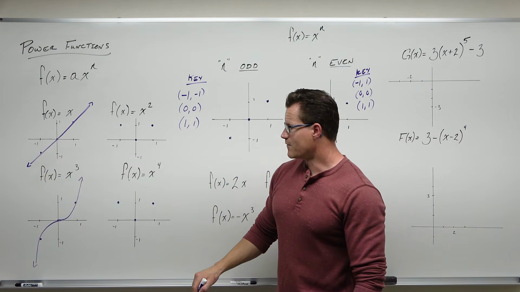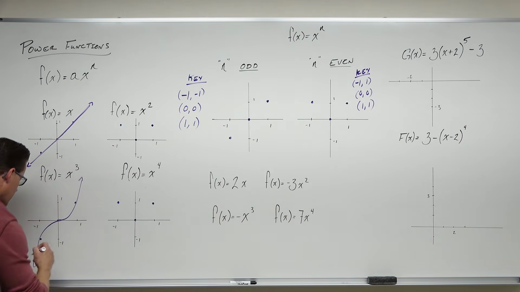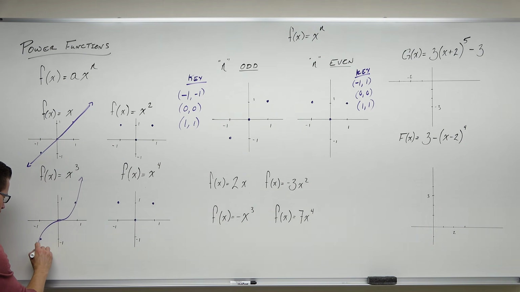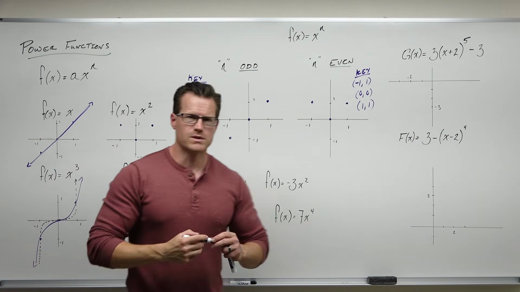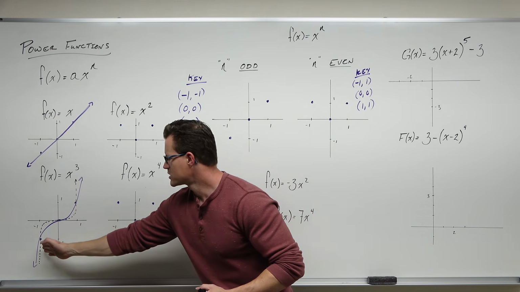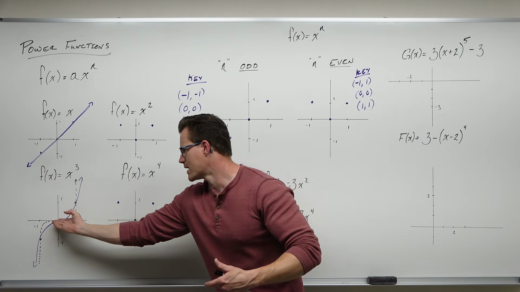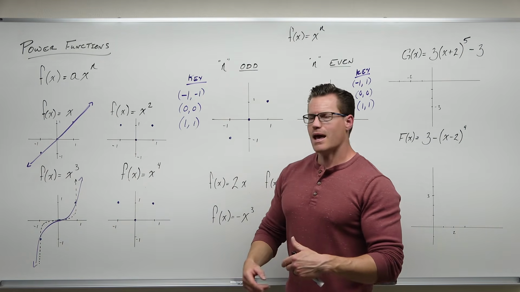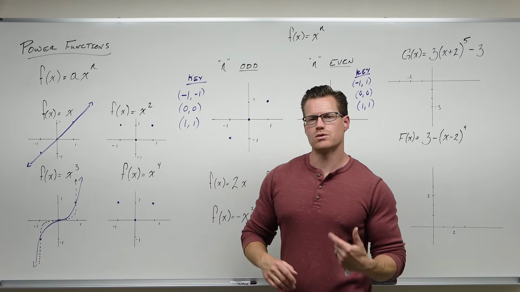If we had x to the 5th, maybe I can superimpose that here real quick for you. X to the 5th would still go through the same 3 points, but the way it would do it is much more dramatic. So very steep and then super shallow and then very steep again. And the higher our exponent, the more dramatic our graph is going to get.